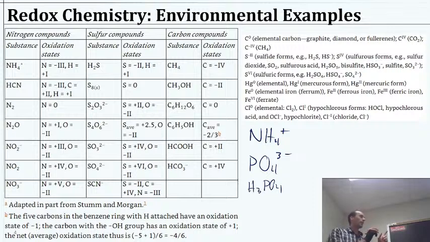Okay, so it's not changing the oxidation state. We'll just start with the phosphate itself. Each oxygen is treated as -2, times 4 gives us -8. So in order to get back up to the -3, this has to be +5.